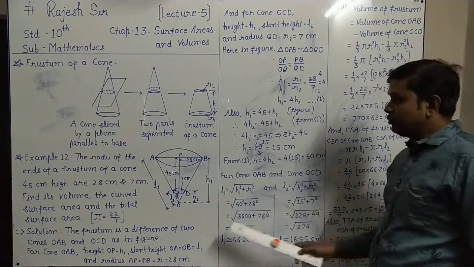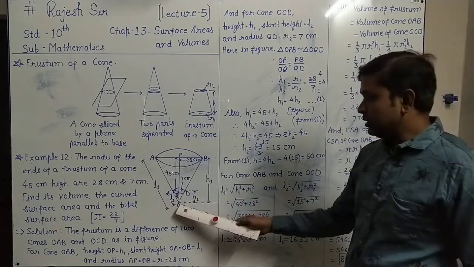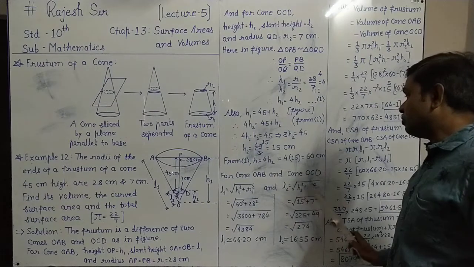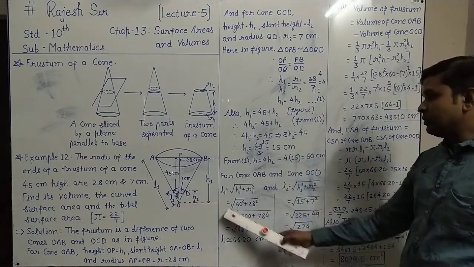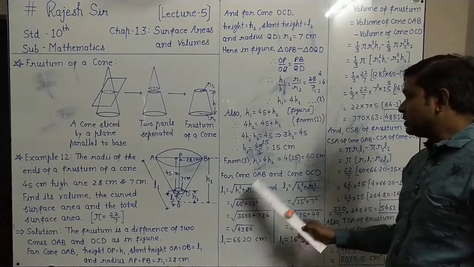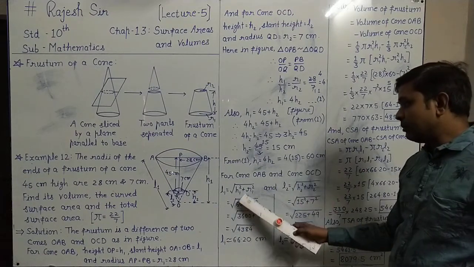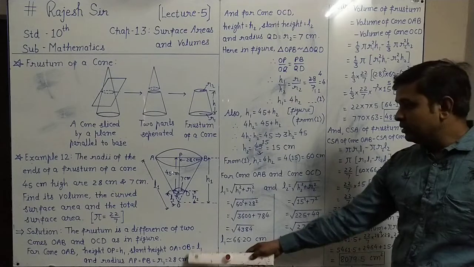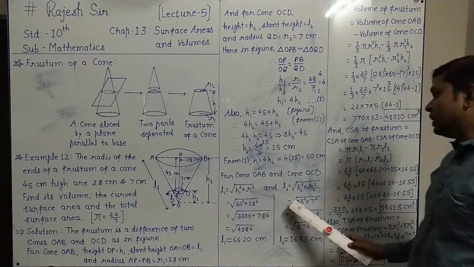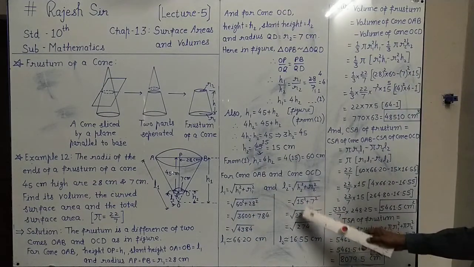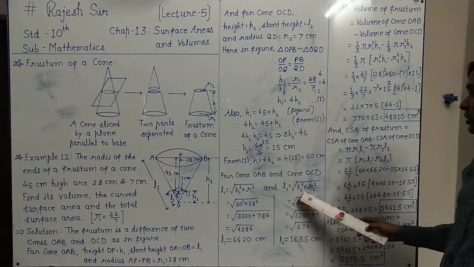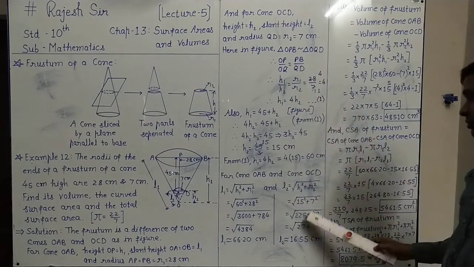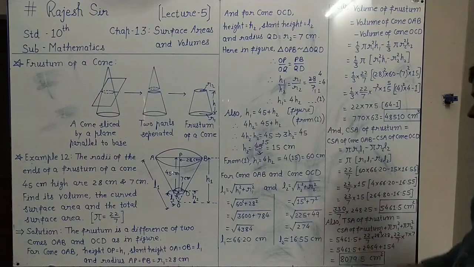And for L2, to find the slant height of the smaller cone, L2 equals root of h2 square plus r2 square. Placing all the values: L1 equals root of h1, which is 60, squared, plus r1, which is 28, squared. On the L2 side, h2 is 15 and r2 is 7, so 15 square plus 7 square.